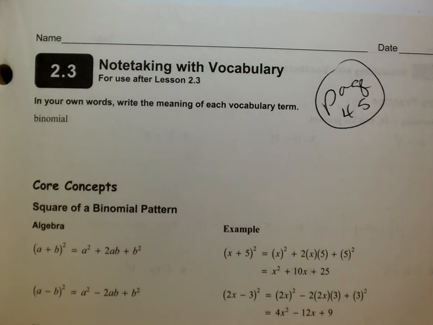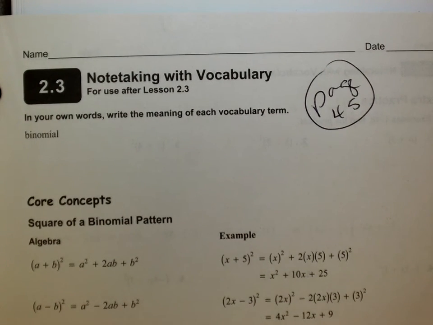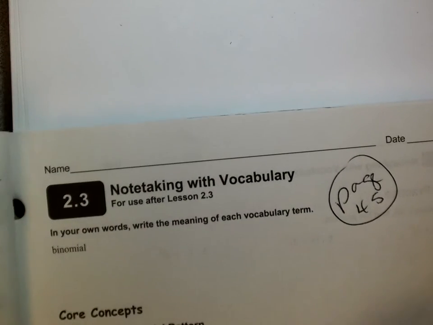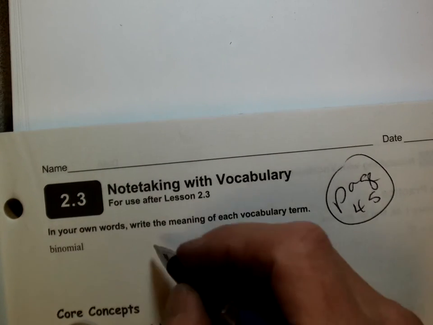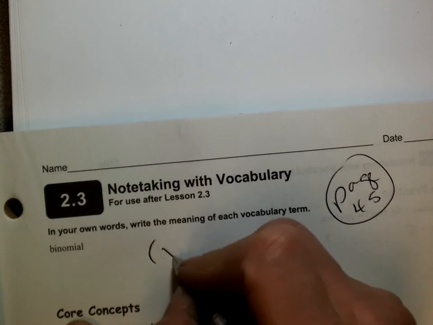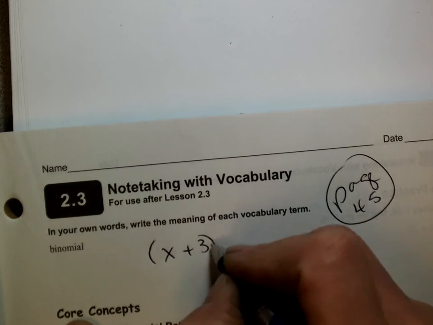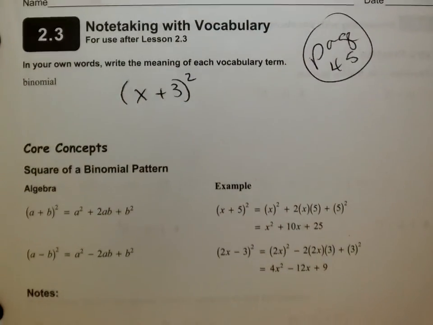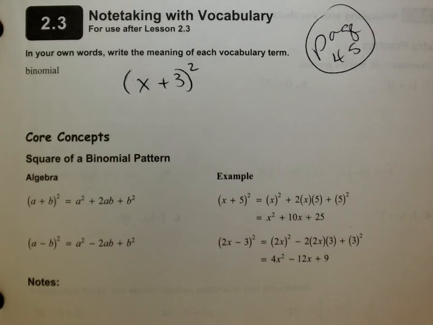Live. Now, before I do anything, I want you to just watch one thing real quick. I want you to write this down at the top: x plus 3 quantity squared. Okay? Write that down.